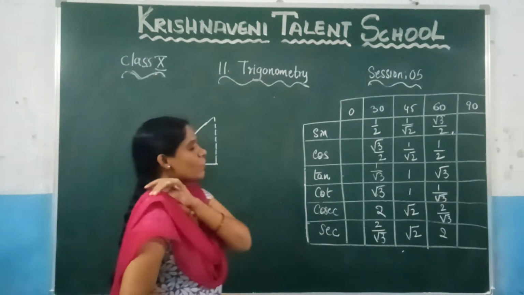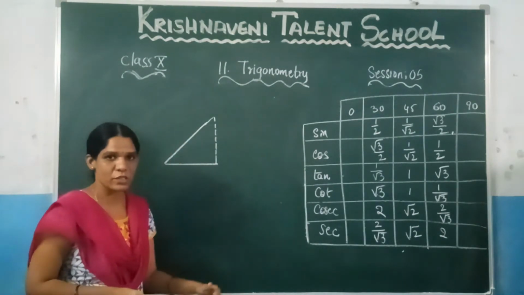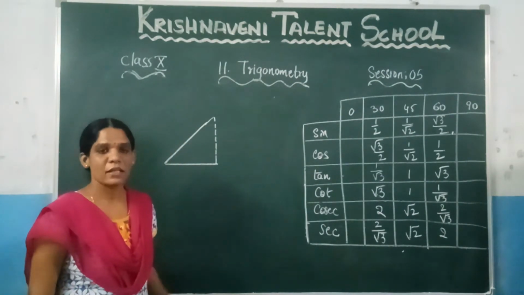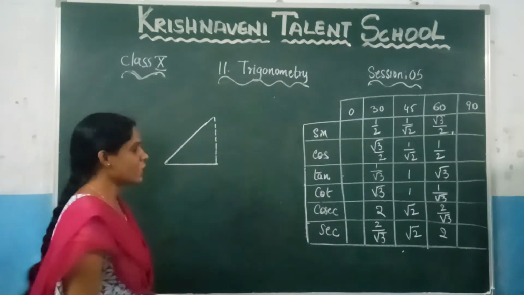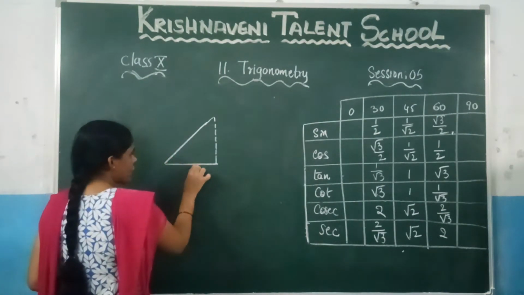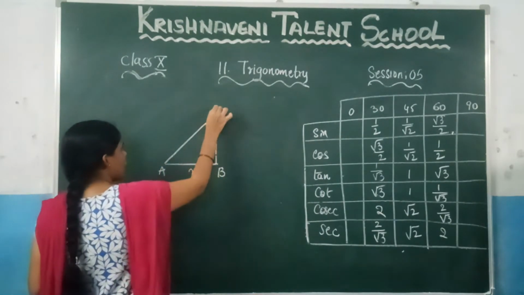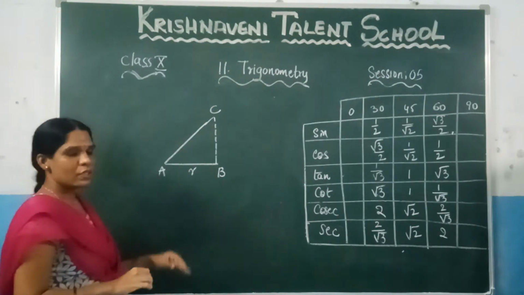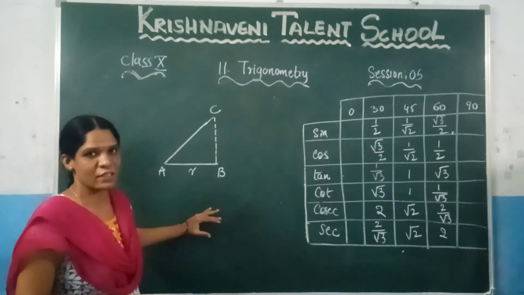Here we are talking about 0 degrees. What is the meaning of 0? It is nothing but the angle is equal to 0 degrees. Now let us consider this side length is R. Let us name the triangle A, this one is B and this one is C. Now let us see what we will get here.